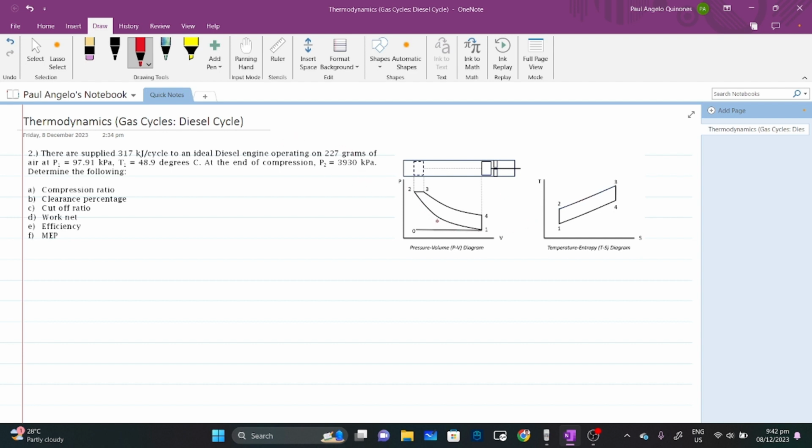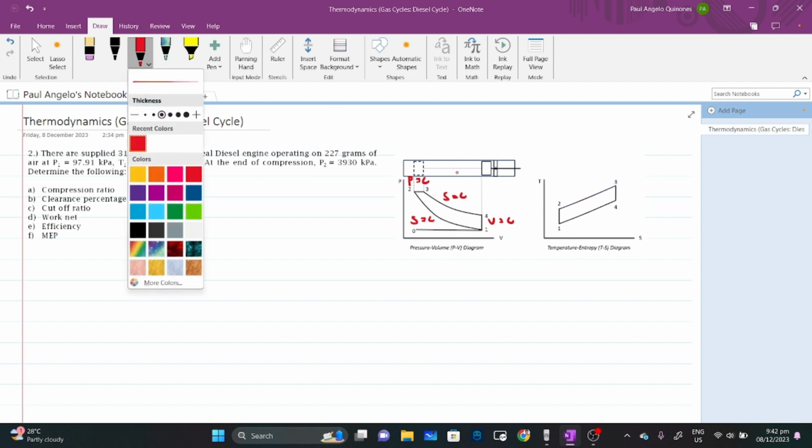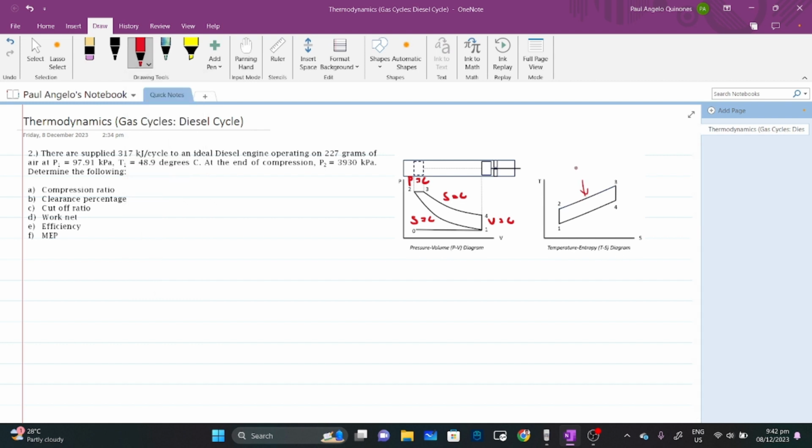We've said that from point 1 to 2, that is isentropic. 2 to 3 is constant pressure, or isobaric. This one is isentropic, and this one is an isochoric process. Next, heat addition. Heat addition takes place from 2 to 3, and heat rejection is from 4 to 1. So let's write down our given.